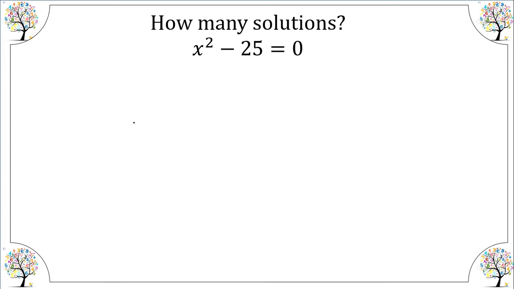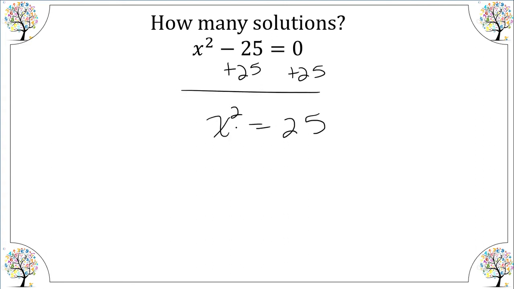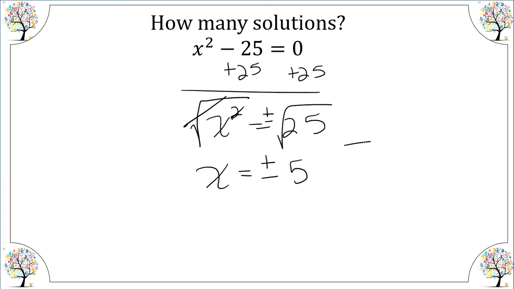Okay, let's take a look at this one. It looks very similar, but it's different. So we're going to undo the subtract first. So we're going to add 25. So it's making that 25 positive this time. We're going to undo squaring by taking the square root, plus or minus. This undoes the squaring. So we have x is equal to positive and negative 5. So we have two solutions that would make this equation true.